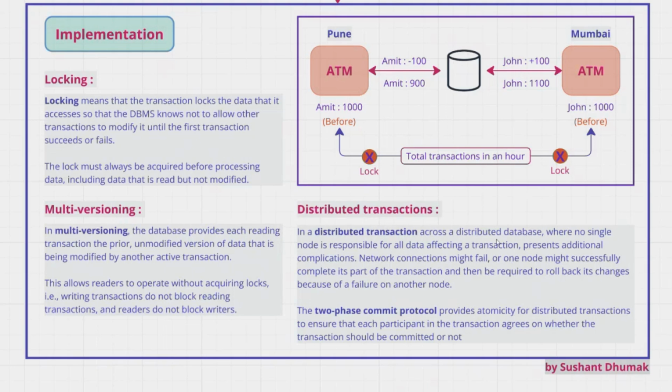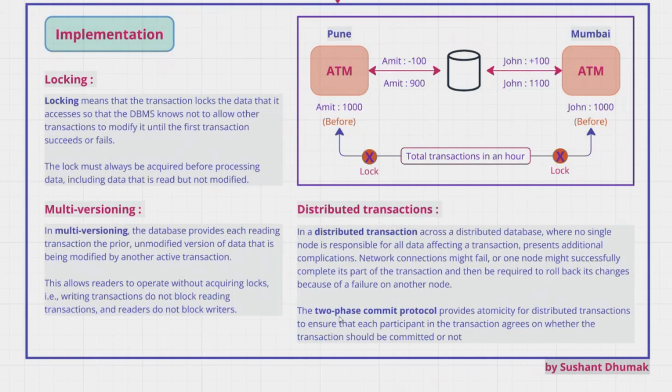And the last is distributed transaction. This is very important. In a distributed transaction across distributed databases, like across multiple places in the network, no single node is responsible for affecting the data by the transaction. This brings additional complications where the network connection may fail, or one node may successfully complete its part of the transaction and then be required to roll back to the previous state because of the failure of some other node. So that is possible, and this is an additional complication.